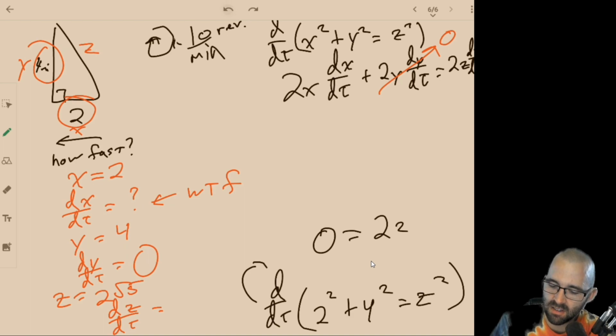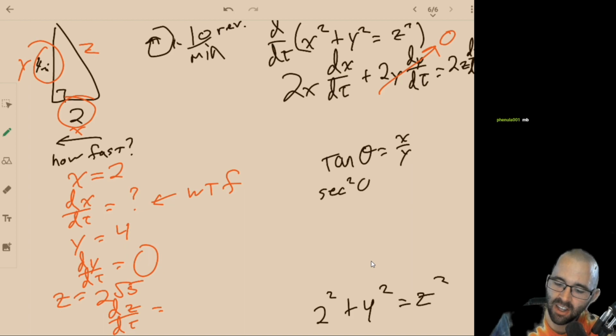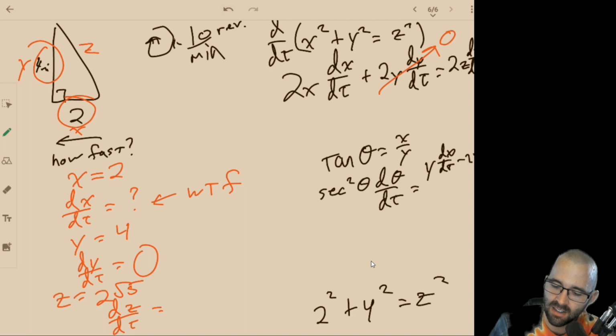You can't plug in only some things into the equation, I think. But if we did something like this, tangent of theta is equal to x over y, and then d/dt this, this might be a terrible idea, right? Then you get secant squared of theta d theta/dt equals, and you have to use quotient rule over here. y times dx/dt minus x times dy/dt all over y squared.